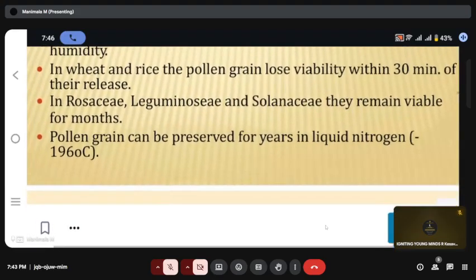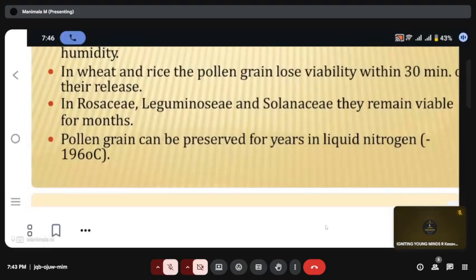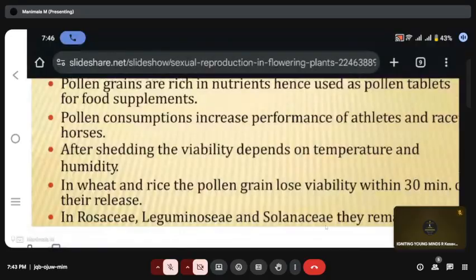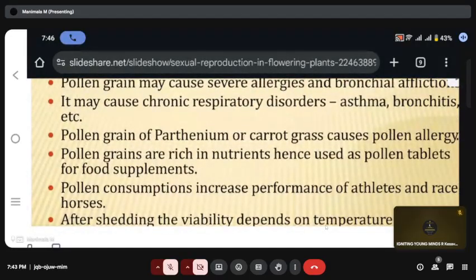Pollen grains can be preserved for a year in liquid nitrogen. With the cryopreservation method, at minus 190 degrees Celsius, we can preserve the pollen grains. So this is an important characteristic of the nature of pollen grains.